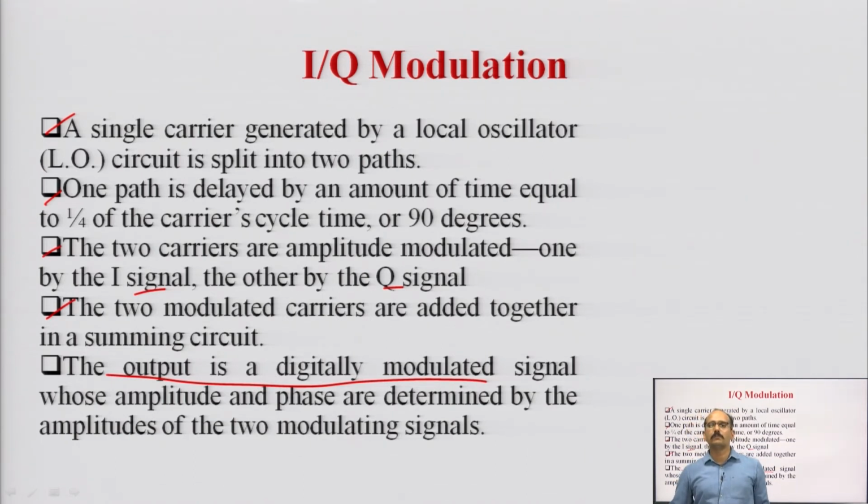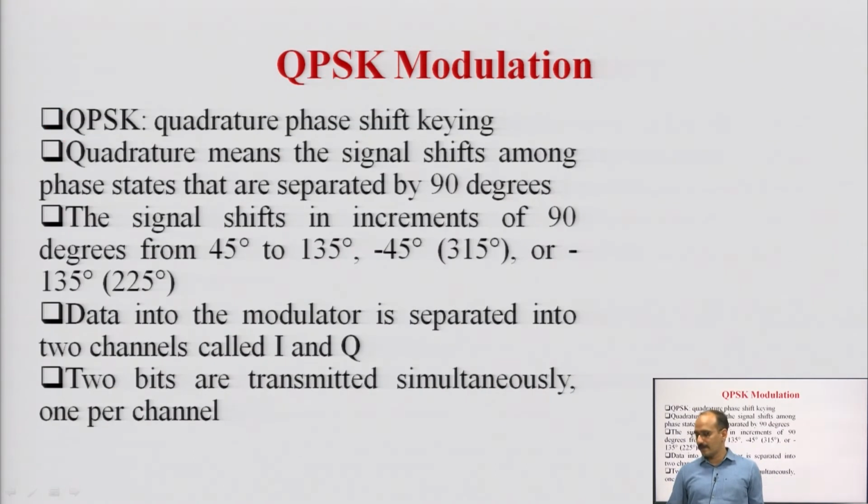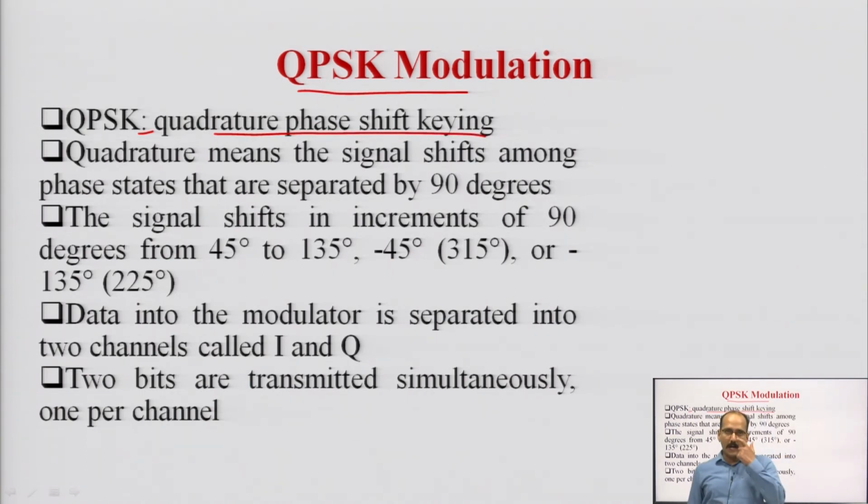Means we are using both techniques, phase as well as amplitude. By combining these techniques we get the QPSK modulation scheme. QPSK stands for quadrature phase shift keying. In general, if I tell you that you are using quadrature, it means the signal shifts among phase states that are separated by 90 degrees, meaning you are using in phase and out of phase.